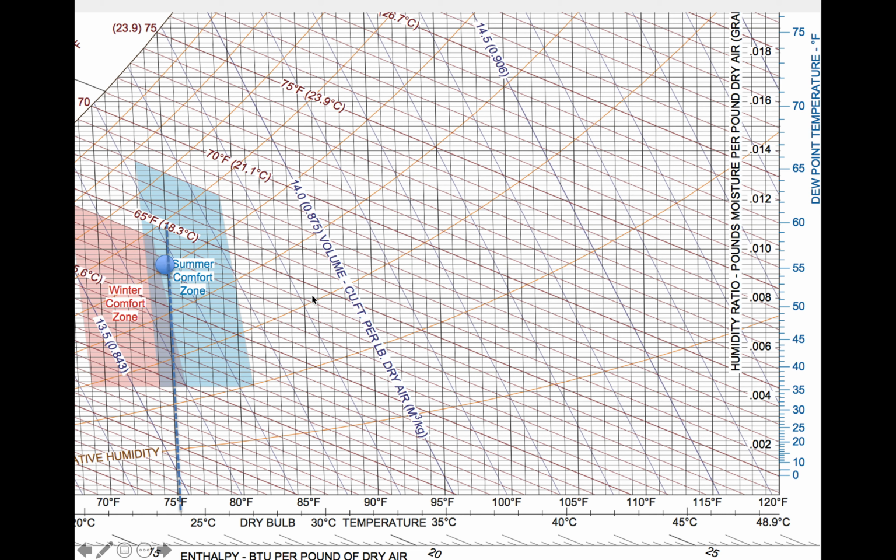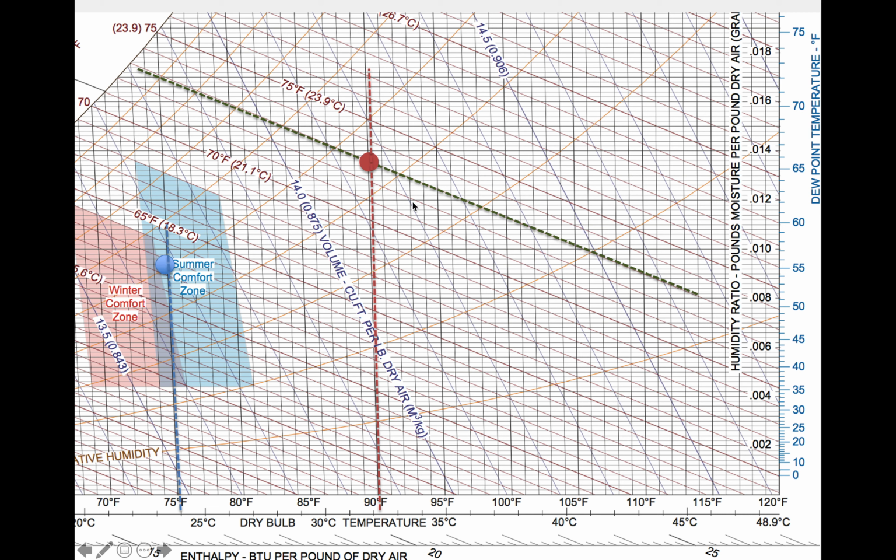Let's find our outside state point. So we know that outside it's 90 degrees Fahrenheit dry bulb temperature, and 73 degrees Fahrenheit wet bulb temperature. These sloping lines that line up with enthalpy lines are wet bulb temperature, right? So 70, 71, 72, 73. Where those lines cross, that's going to be our state point. So that's our outside air in the design conditions.